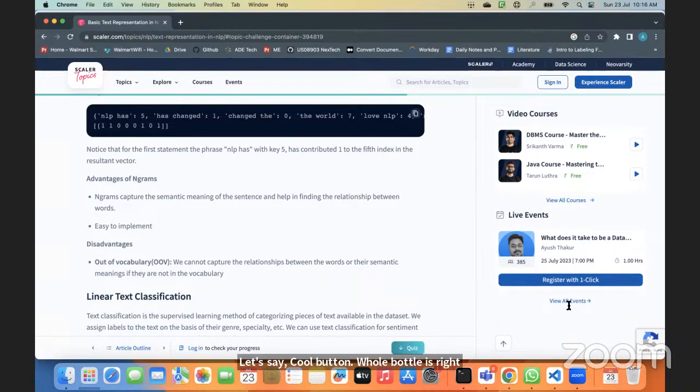So this trigram is very new to the model now. So it knows that it has seen cool and bottle and is, but it hasn't seen cool bottle is. So the disadvantage with this is we cannot cover all the permutations of the words. So it's very difficult to cover.